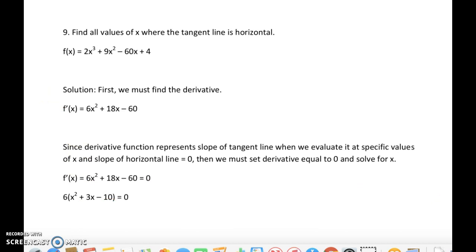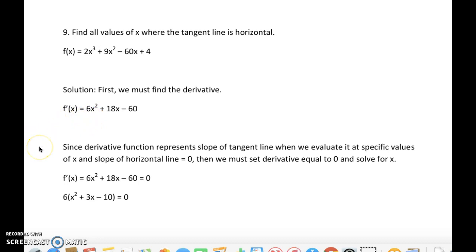So we have a problem: f of x is equal to 2x cubed plus 9x squared minus 60x plus 4. And the first thing we need to do, because we're finding the tangent line, is go ahead and find the derivative. So if we take the derivative using the power rule, we have 6x squared plus 18x minus 60.